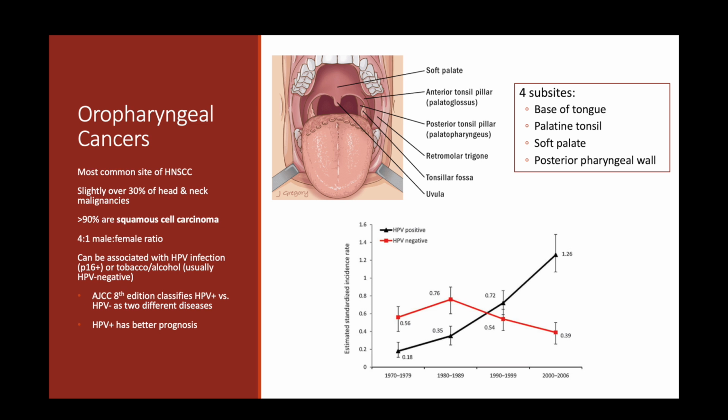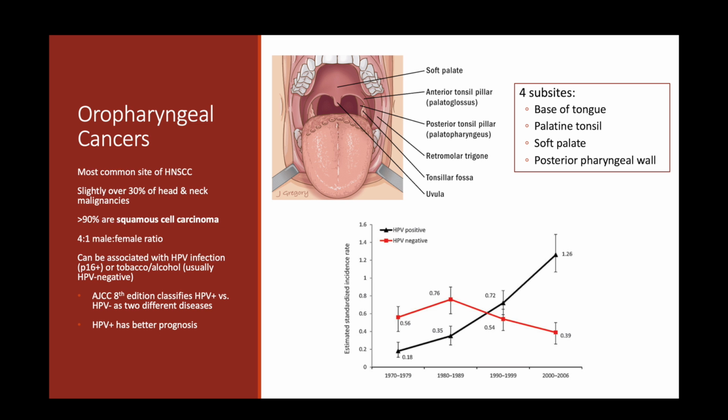In our last video, we talked about oral cavity cancers, which are very common for head and neck, probably the second most common site of head and neck cancers. The oropharynx is actually the most common site of head and neck cancers. Recall that the oropharynx has 4 different subsites. These are the base of tongue, the palatine tonsil, the soft palate, and the posterior pharyngeal wall.